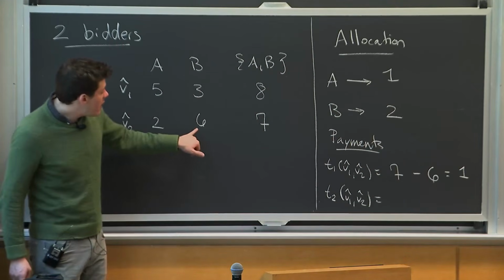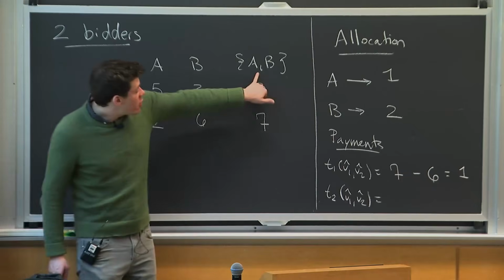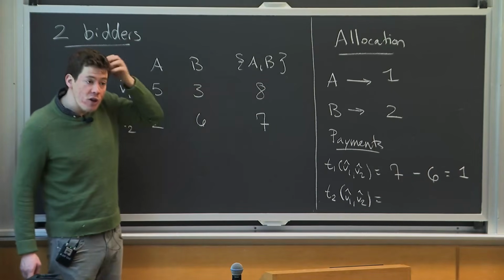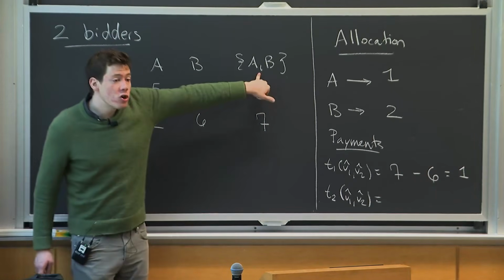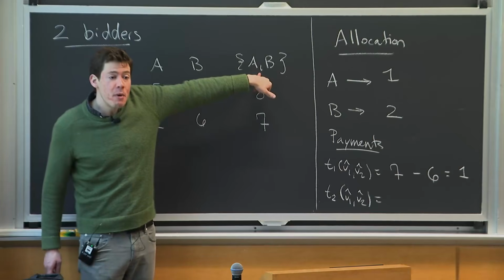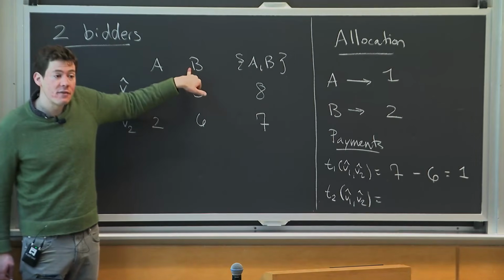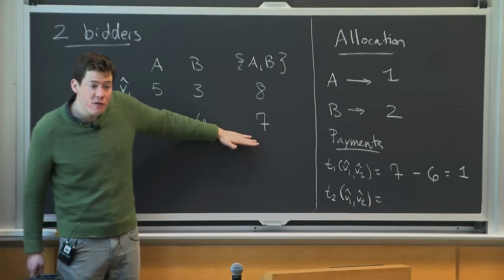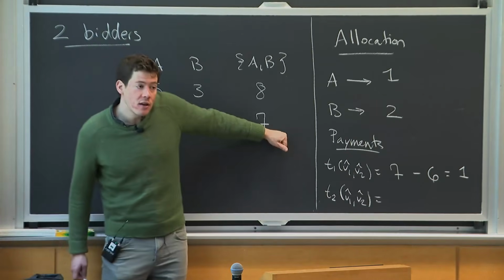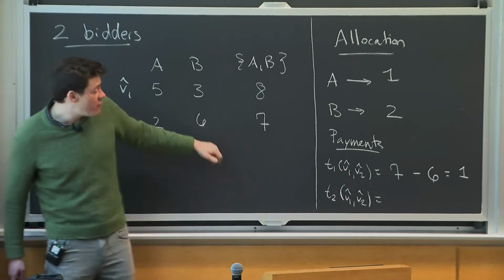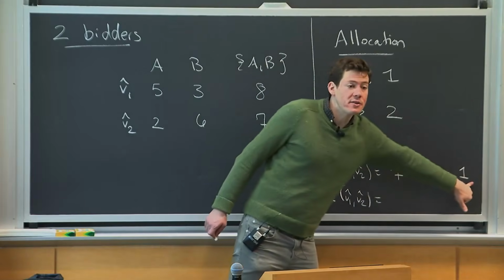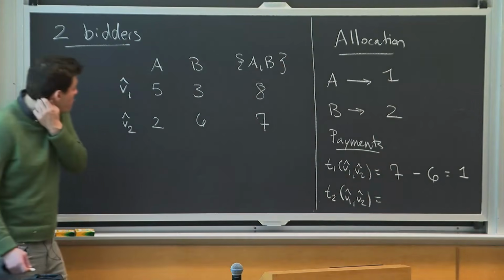Why is it 1? Well, because what is the effect that they're having on the other bidders? The other bidder, bidder 2, could have gotten the bundle AB, but because of the presence of bidder 1, bidder 2 is only getting the item B by itself. And the difference in utility for bidder 2 between the bundle and getting only B by itself is exactly 1. And that's why we get this. Okay? Now let's do it for bidder 2.